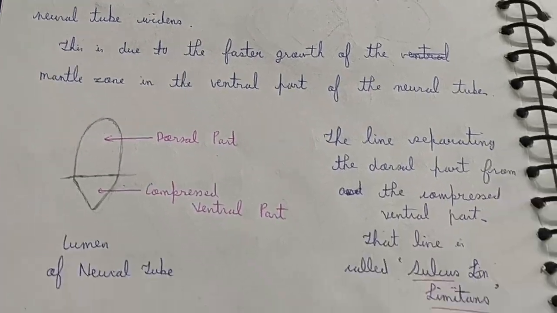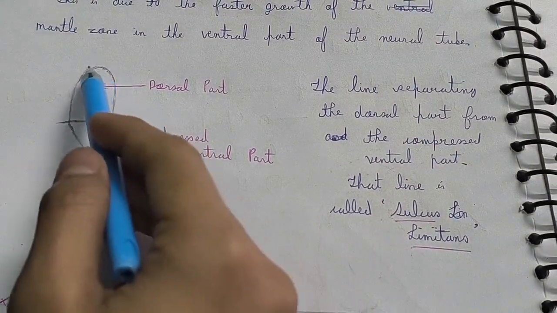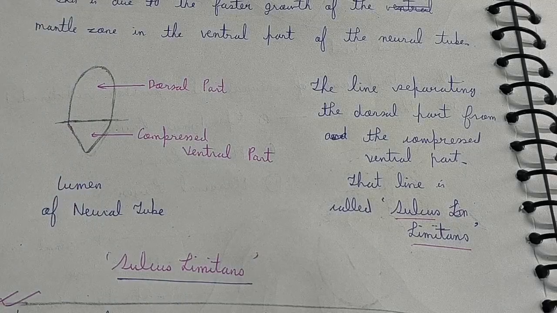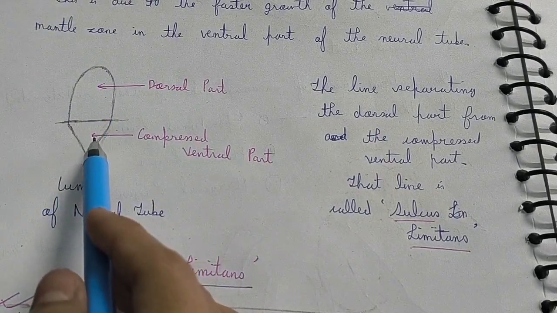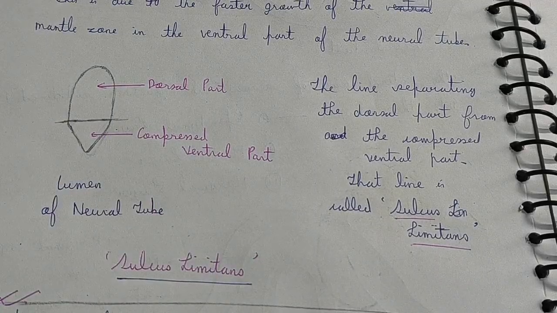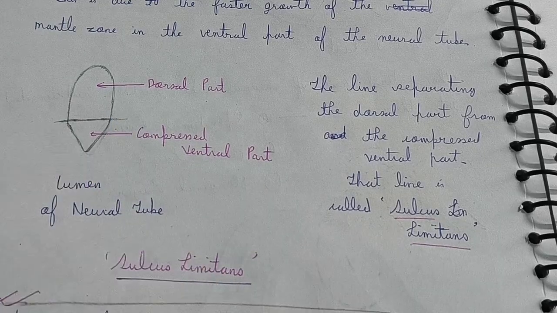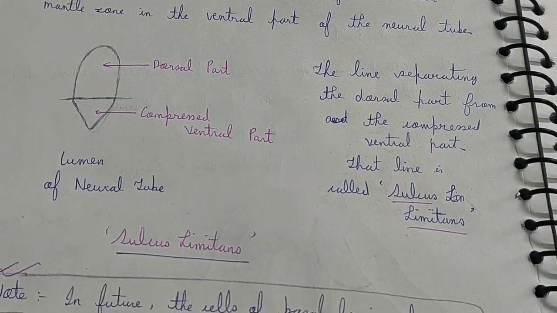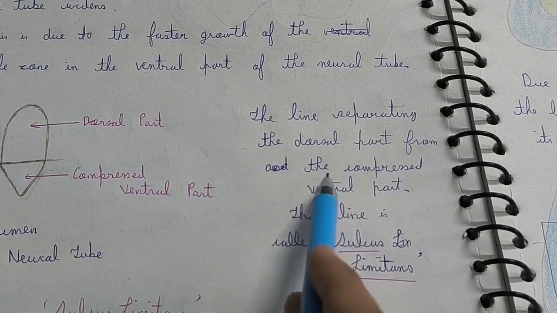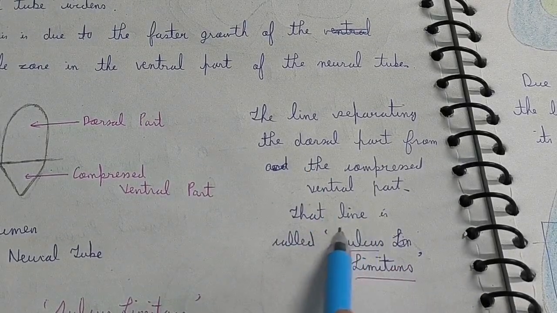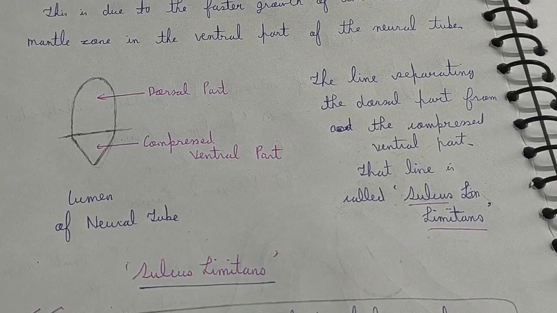Now I will discuss what is the sulcus limitans. Here this is the lumen of the neural tube. As you already know, this ventral part has been compressed, whereas the dorsal part remains as it was. Now there is a line which separates this dorsal part from the compressed ventral part, and that line is known as the sulcus limitans. Therefore I have written that the line separating the dorsal part from the compressed ventral part is known as the sulcus limitans. That's all about this.